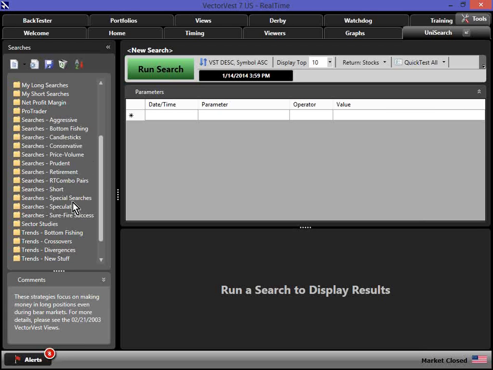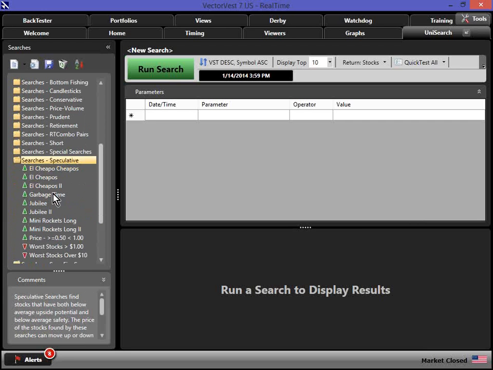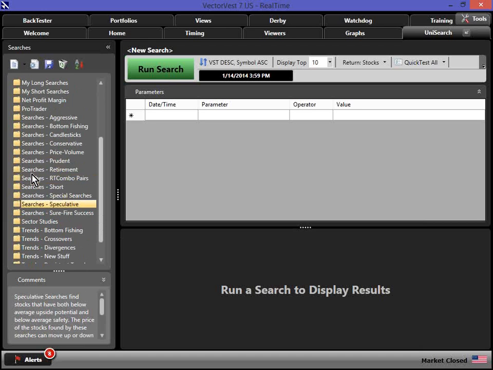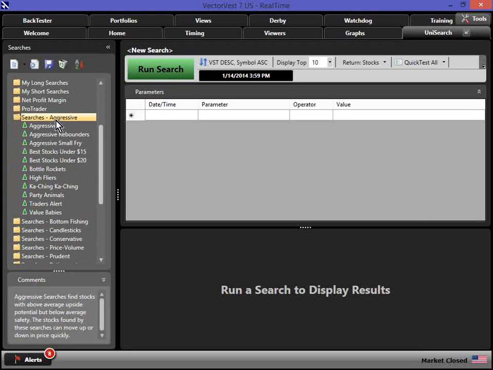So let's spend a little bit of time and take a look at some of the top performing searches in each of the folders. Now, I'm not going to spend too much time on the speculative folder. It's a lot of low price things. So I'm sorry to those of you who are speculative, we're not going to spend too much time on those. Let's just go from top to bottom. I guess this is alphabetical order. Let's start off with aggressive.